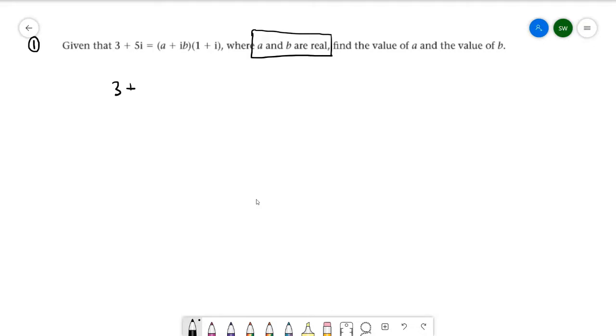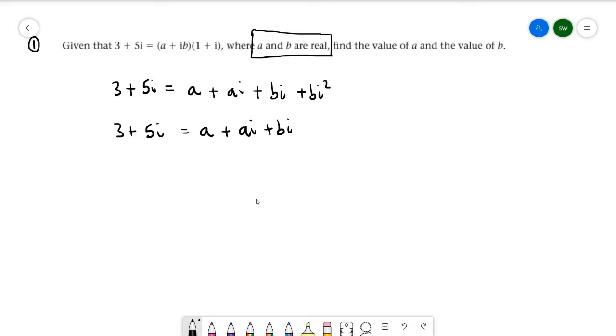So we've got this complex number 3 plus 5i on the left hand side, and we've got another complex number on the right hand side. Let's expand the brackets so that we can find out what the real part and what the imaginary part is. If we expand this bracket, we're going to have a plus ai plus bi plus bi squared. We don't like i squared in an equation, but i squared is just minus 1, a real number. So actually we're going to have a plus ai plus bi, and i squared is minus 1, so b times minus 1 is minus b.